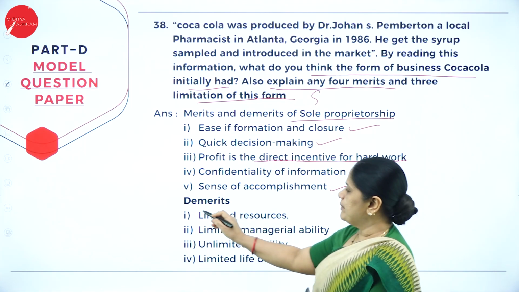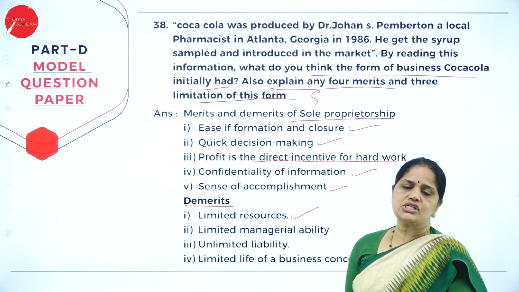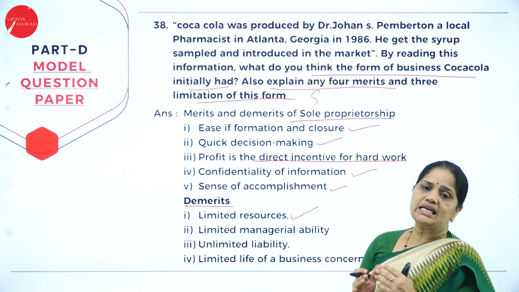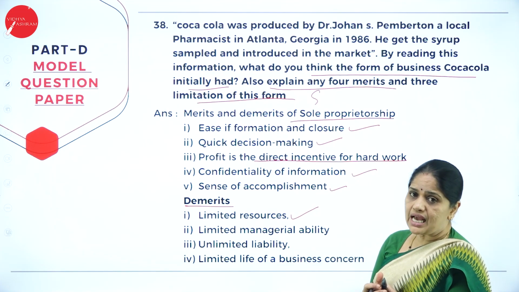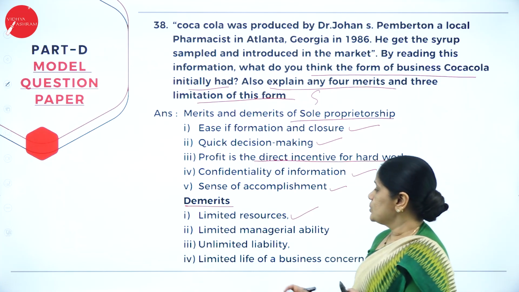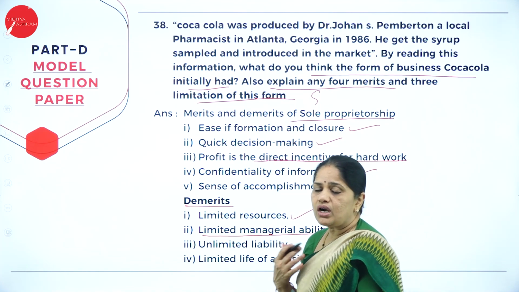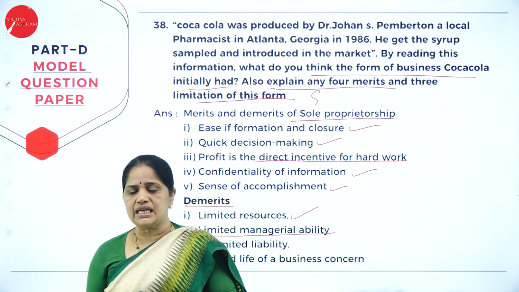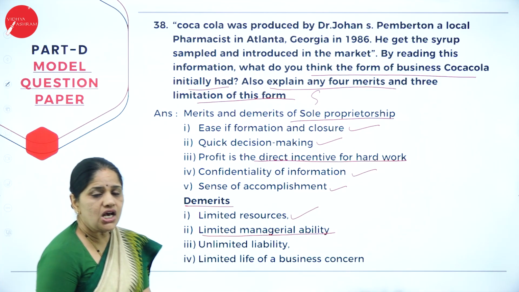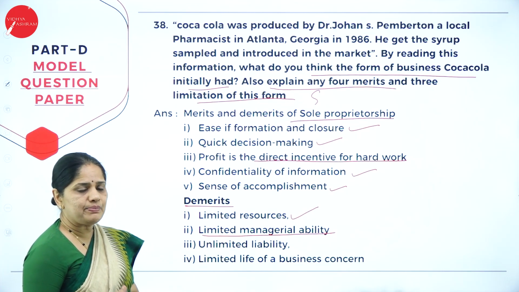Now, what are the demerits of such a kind of a business? First one is the limited resources. So, in case of a sole trading concern, he will have only his savings or borrowings from friends as the capital. So, he cannot have more capital in a sole trading concern. Limited managerial ability. So whatever managerial skills which are inborn in him, only that he can display while doing his business. So he cannot engage the services of a professional to run his business.